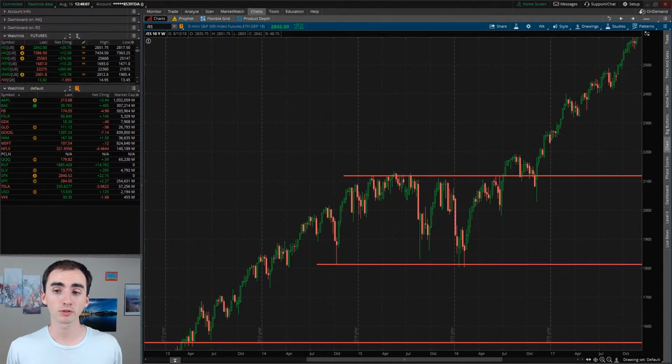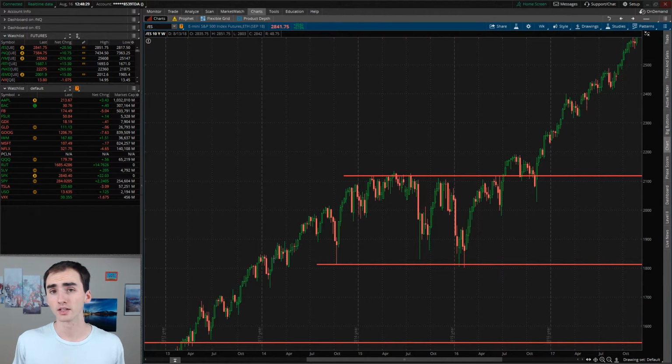Now, these support and resistance levels both times really work together just like a channel. But again, channels are just support and resistance levels that are getting bounced off of multiple times, and it's not breaking either of those levels.